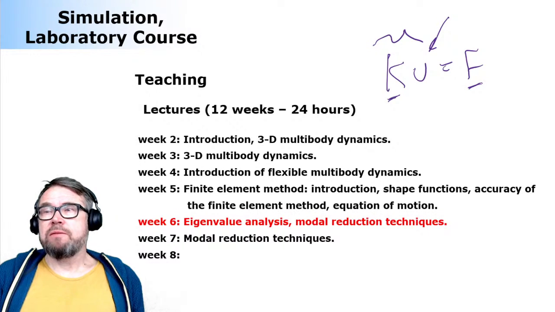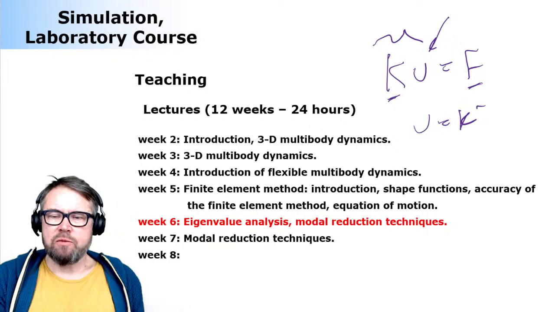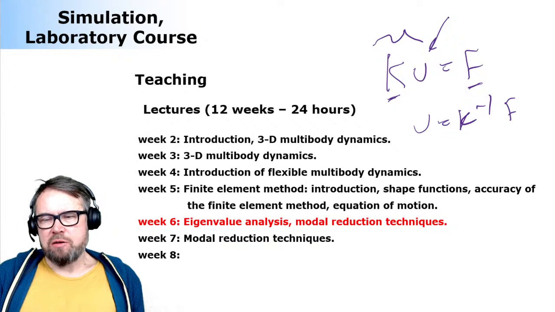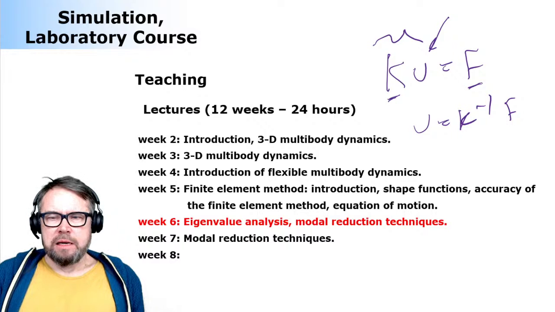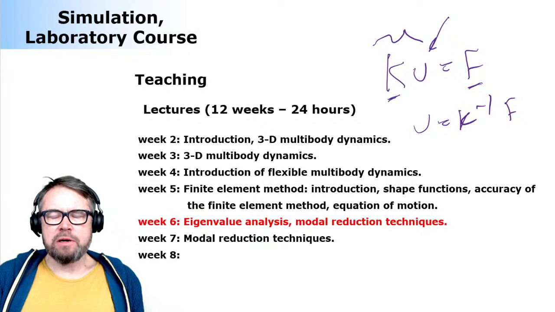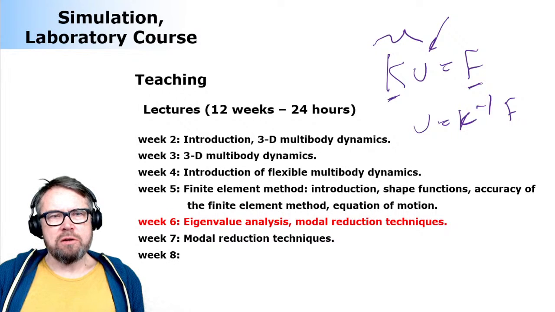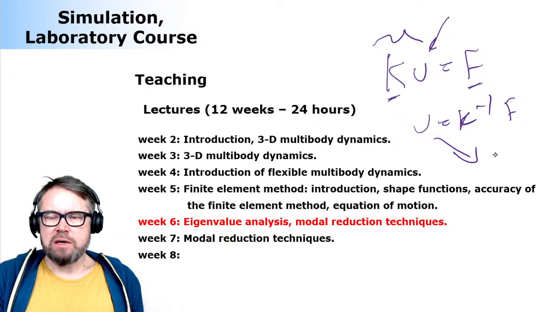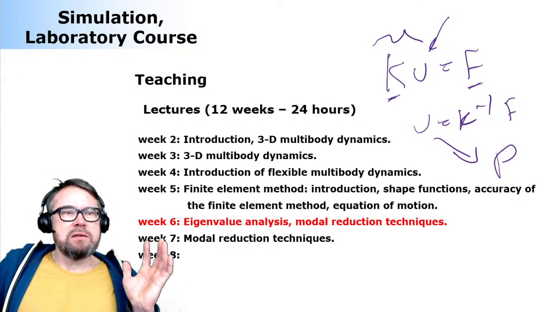Now what we wanted to do in the finite element method is to solve for the nodal degrees of freedom by inverting the stiffness matrix and then multiplying that by the vector of external applied forces. And now what we're going to do today is move from nodal degrees of freedom to another space of unknowns. This other space of unknowns is called modal coordinates, or modal degrees of freedom. This is going to be very important.